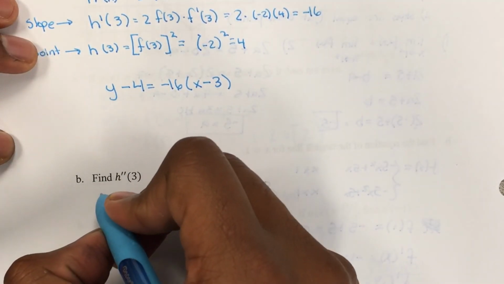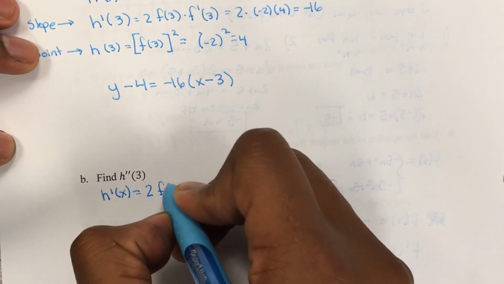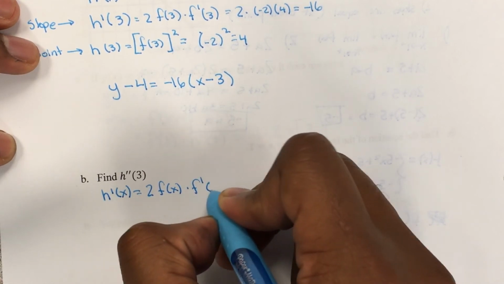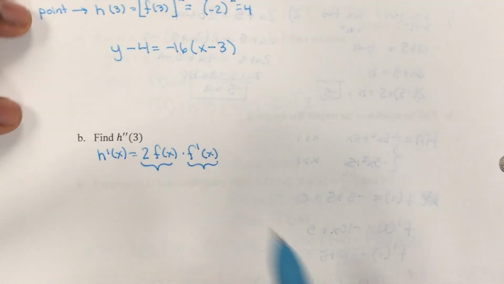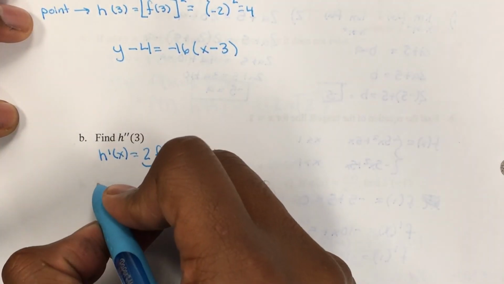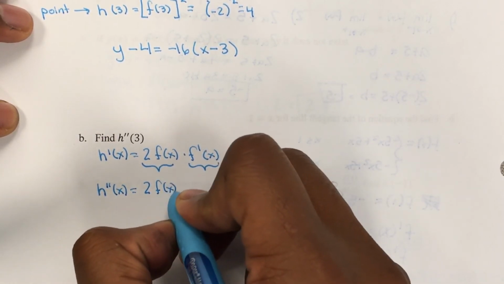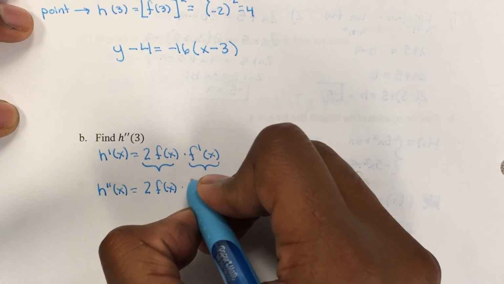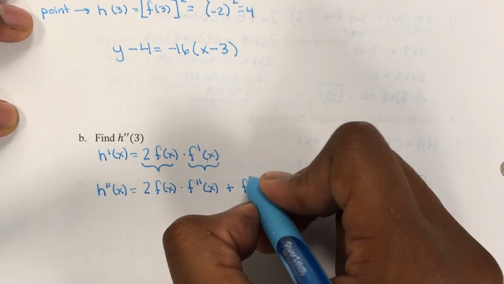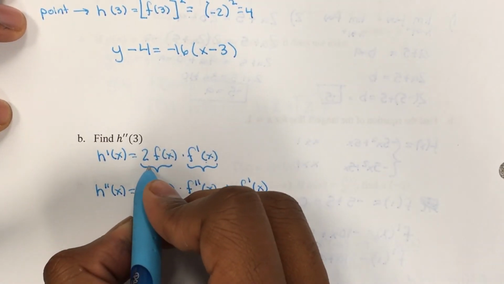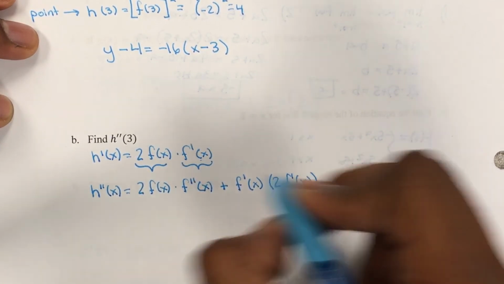For letter B, we already know that h prime of x is 2f of x times f prime of x. So we have to do the product rule to get this derivative. So h double prime of x is going to be 2f of x times the derivative of f prime of x, which is f double prime of x, plus now f prime of x times the derivative of 2f of x, which is just 2f prime of x.